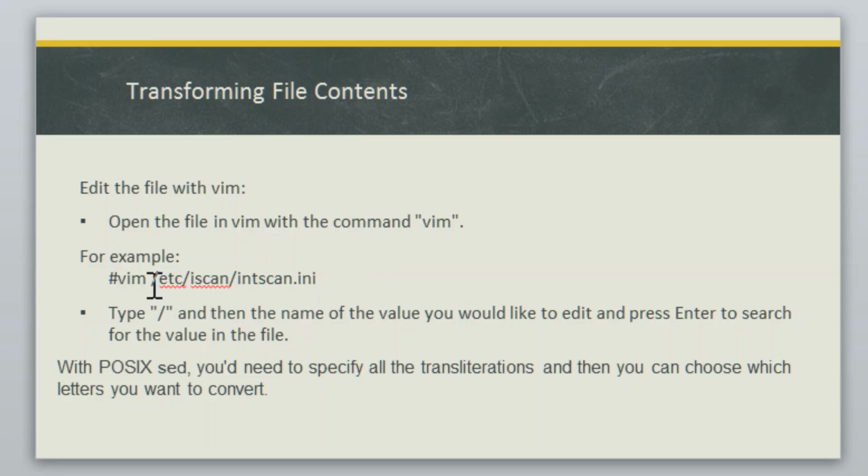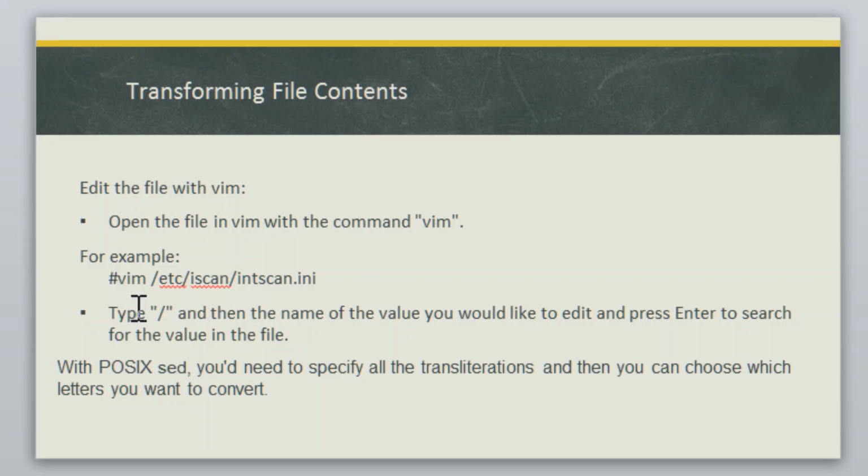If you want to edit a file, you can use the Vim editor. To do so, you just type vim and then the file you wish to edit. For example, if I want to edit the /etc/iscan/intscan.ini file, which is an inventory file, I would just type vim, then a space, and that file.